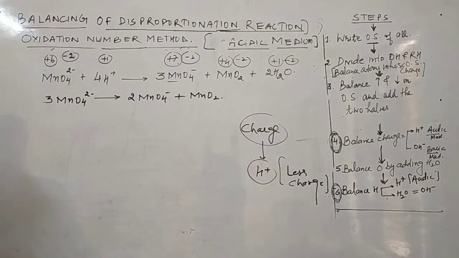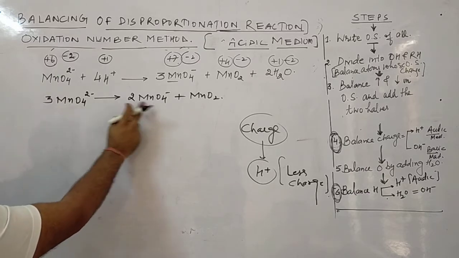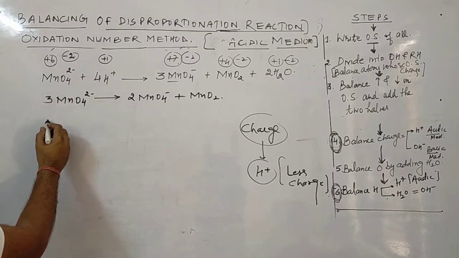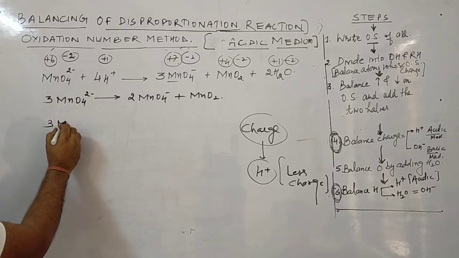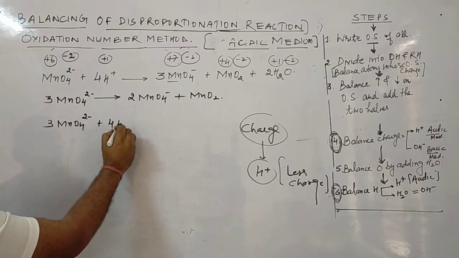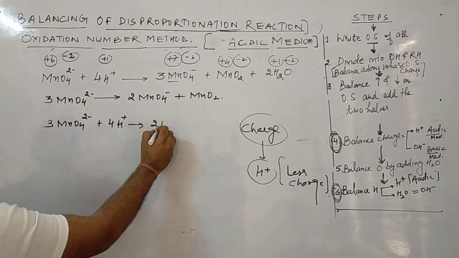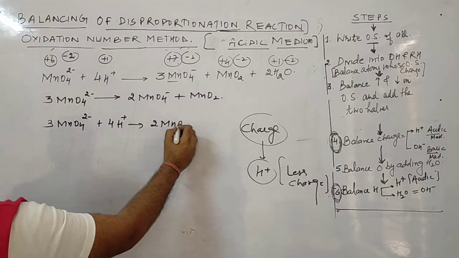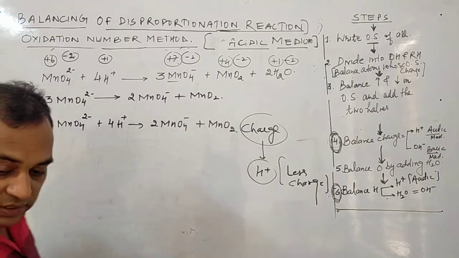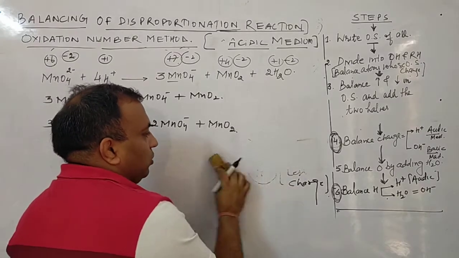Oh, so how much do I have to add? Again the charge will be 3 2s are minus 6 and minus 4, 4H positive. 3 MnO4 2 negative plus 4H positive giving you twice MnO4 negative plus MnO2. Just see whether we have done it correctly or not.